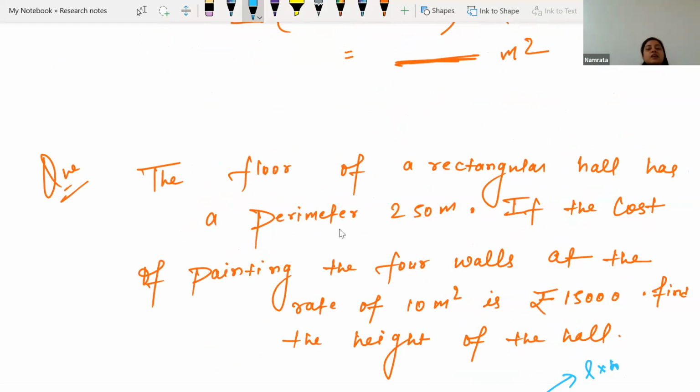The floor of a rectangular hall has a perimeter, this one. Floor is just a rectangle where length is there and breadth is there, nothing else. So that rectangle has the perimeter, this one. The formula for the perimeter of the rectangle is 2 times length plus breadth, right? That is given as 250.